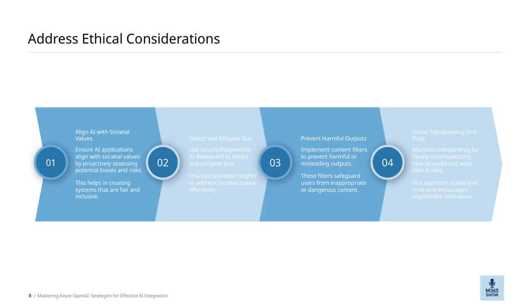Another critical point is preventing harmful or misleading outputs. We can do this by implementing content filters that safeguard users from inappropriate or dangerous content. This step is vital to maintaining trust and safety. Finally, transparency plays a huge role. We need to clearly communicate how our AI works and what data it uses. This openness helps build user trust and encourages responsible innovation. Overall, these steps, aligning with societal values, detecting biases, preventing harm, and maintaining transparency, are key to ethical AI integration and ensuring our technology benefits everyone responsibly.